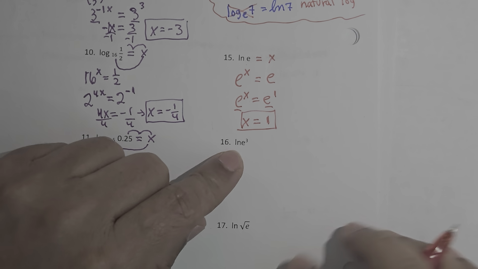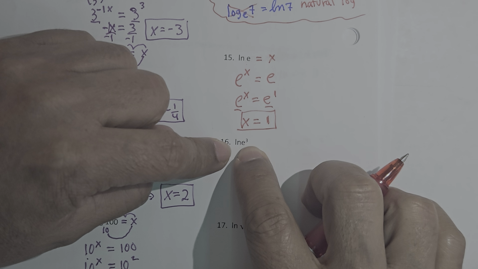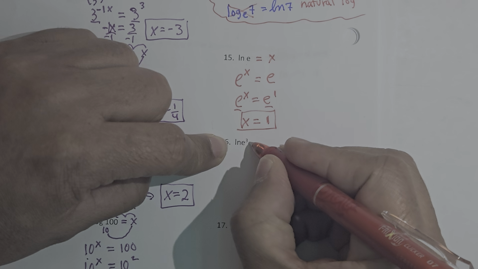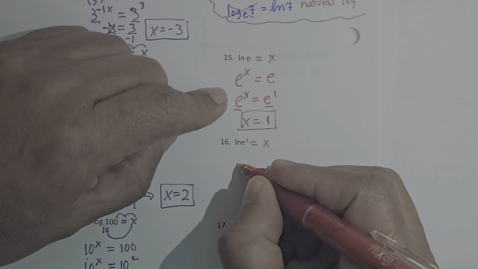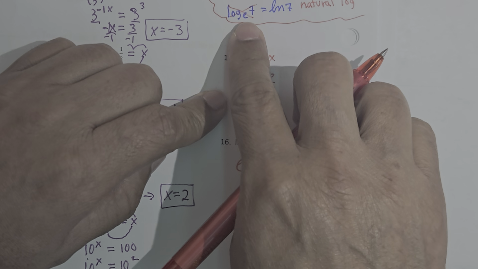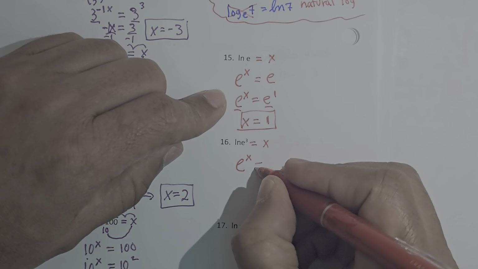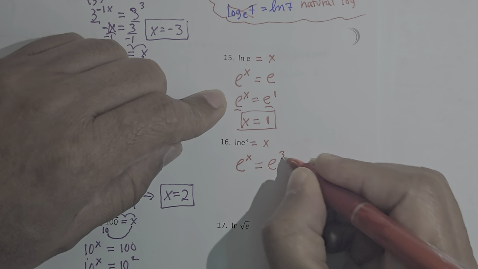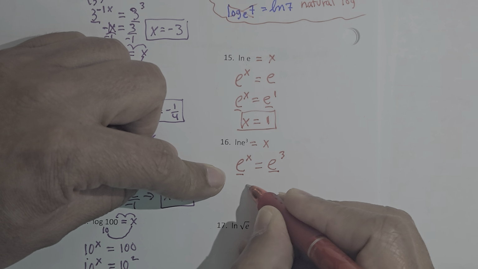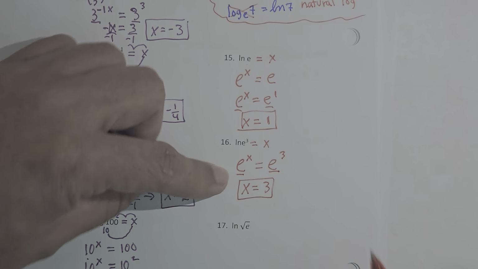Okay, next example. Same idea, but notice now this e has a third power. The base of this log is e because it's a natural log. So we set this equal to x. So we say e to the x power, again coming from this, where the base of the log is e, is equal to e to the third power. Since we have base e on both sides of the equation, set the powers equal to each other, and we are done with this one.